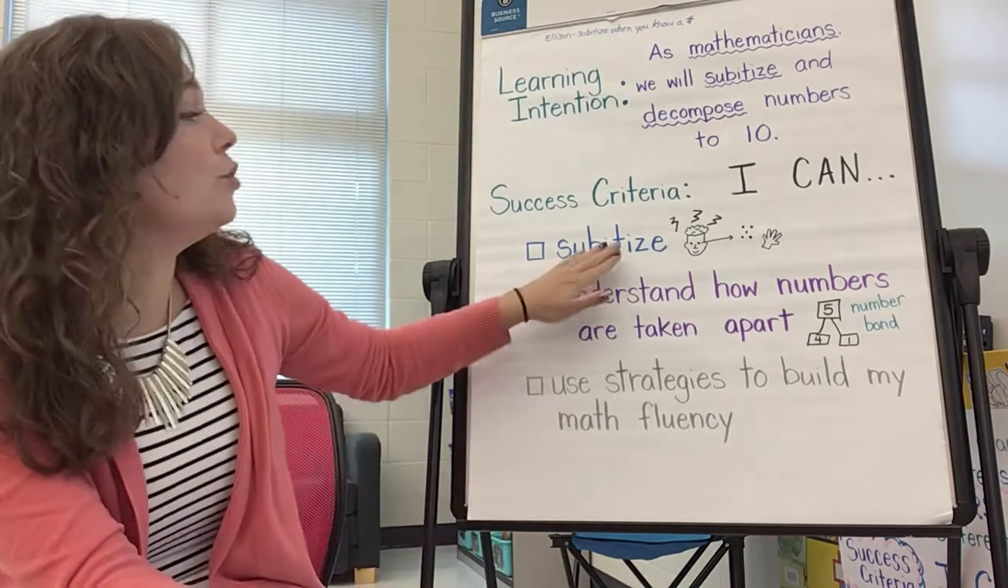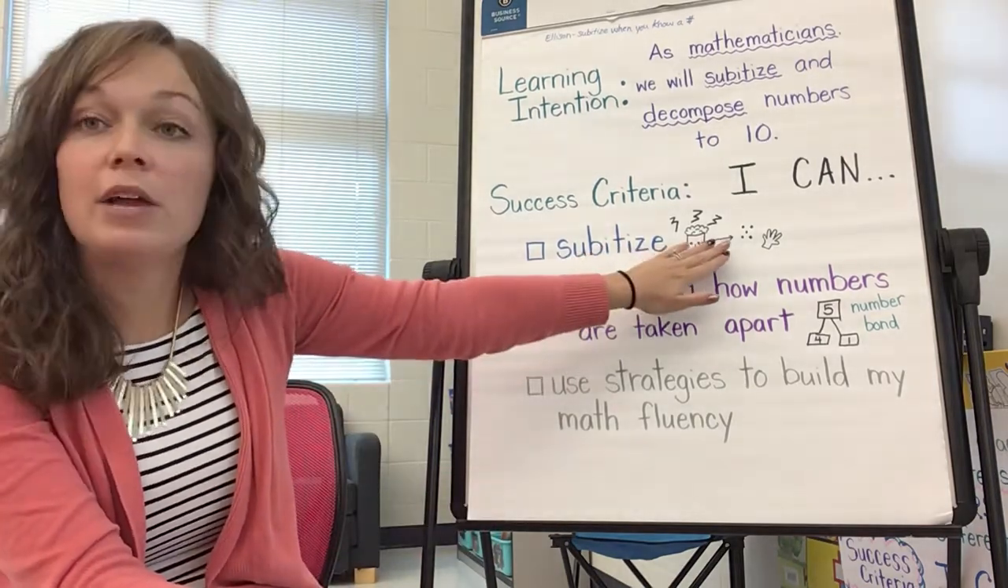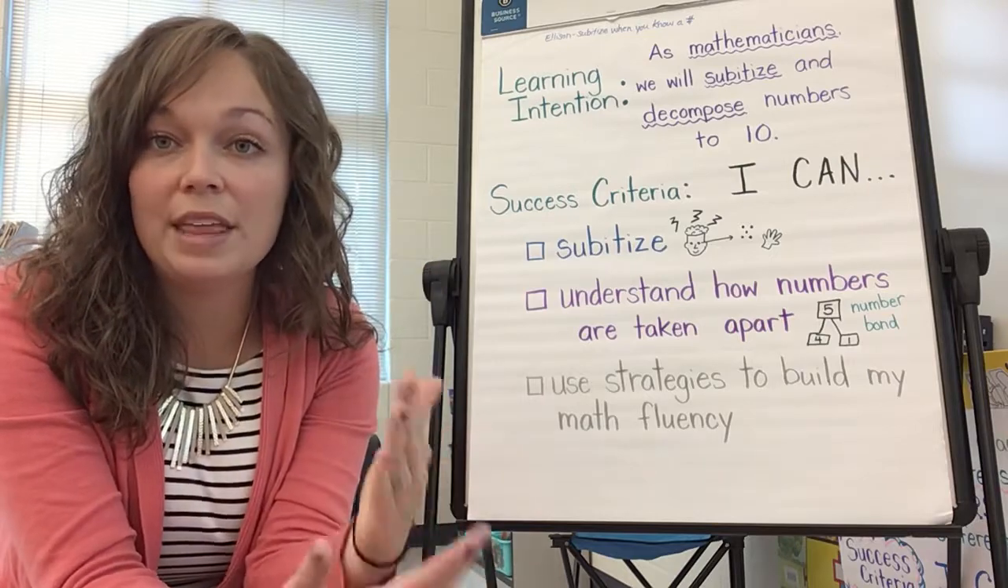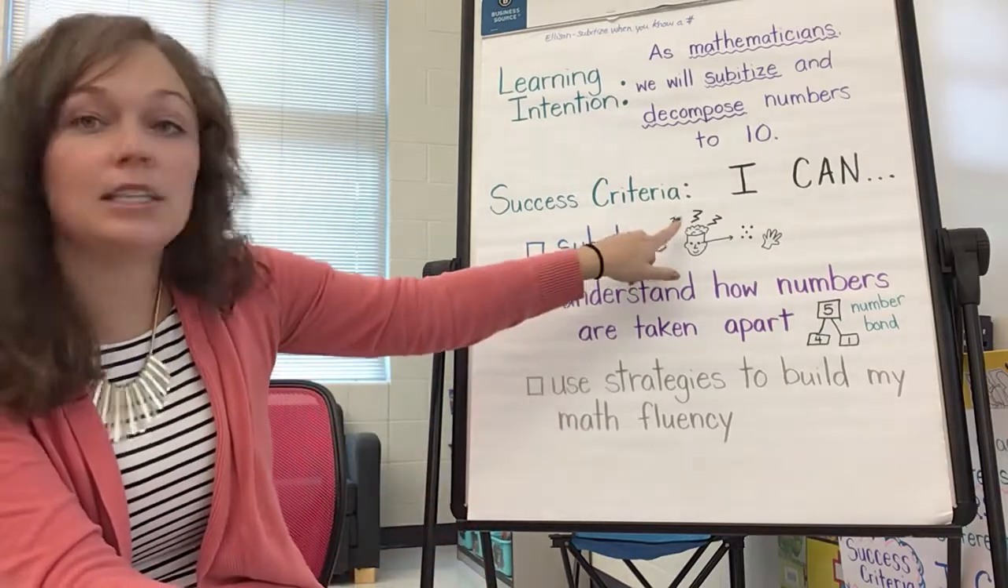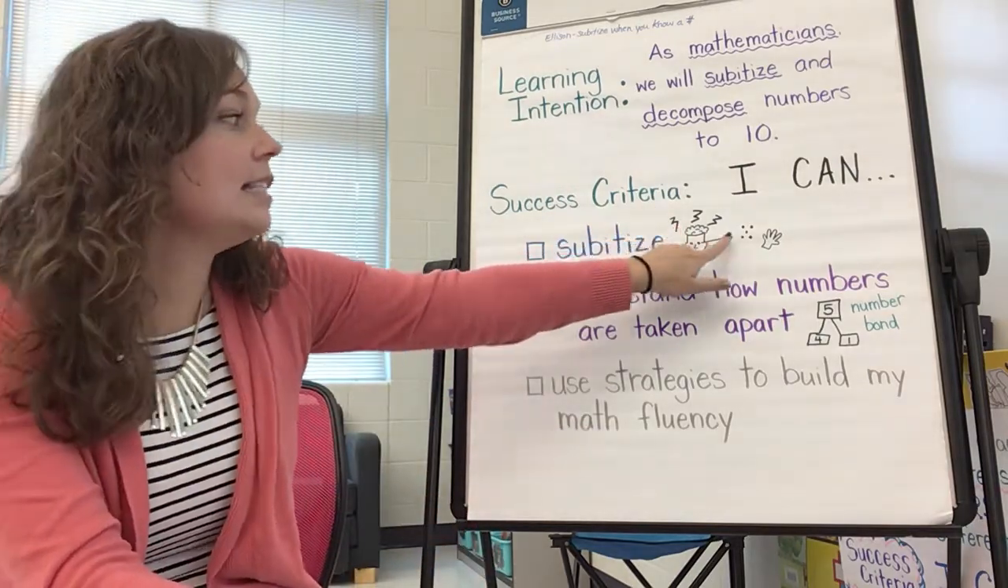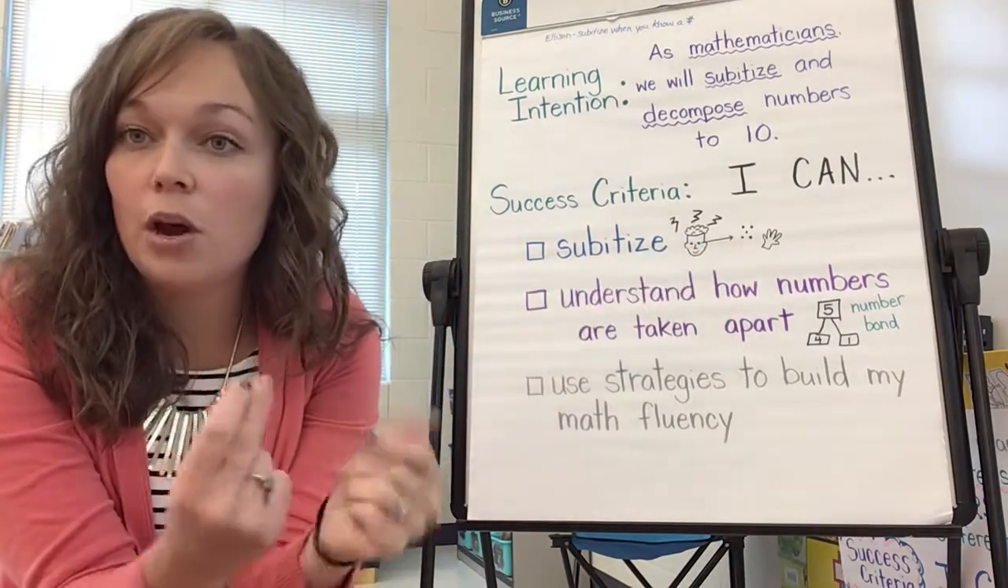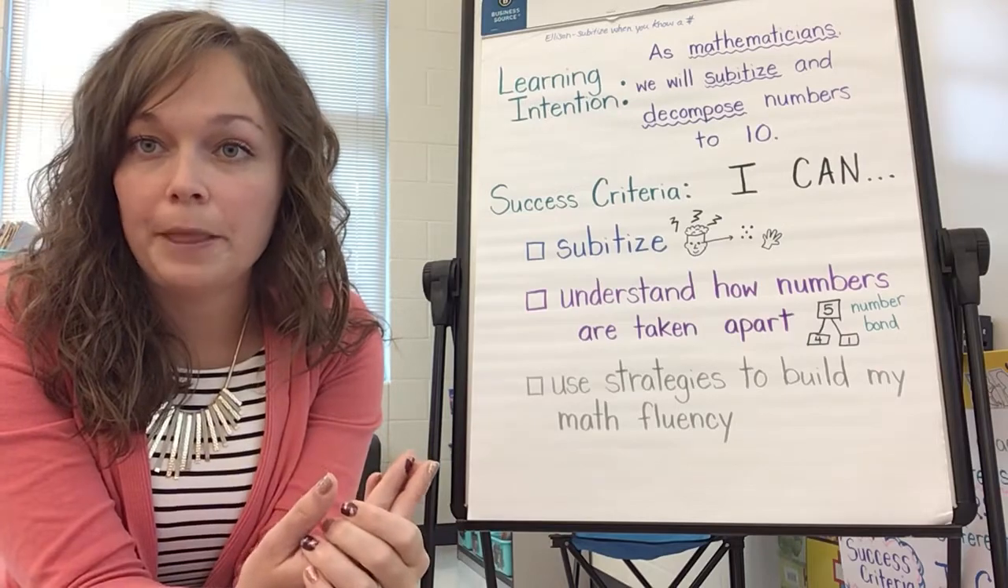Awesome. So subitize is when we see an amount of something and we're able to think quick and just know how many without counting. That's why our friend has these little lightning bolts around his head. He's able to look at dots on a dice or somebody's fingers and know how many super quick, okay?